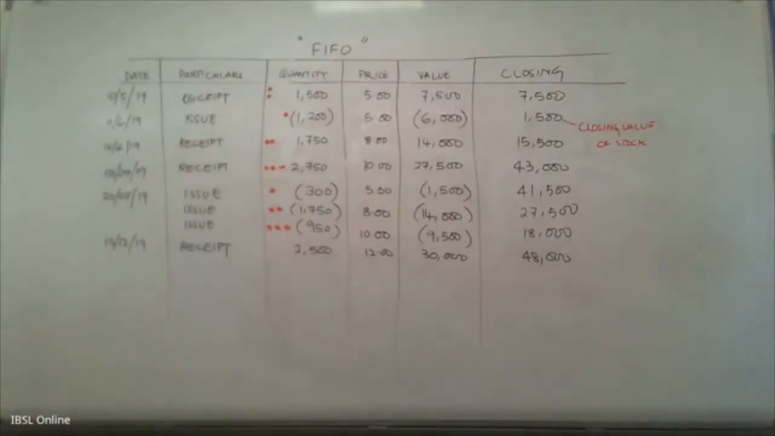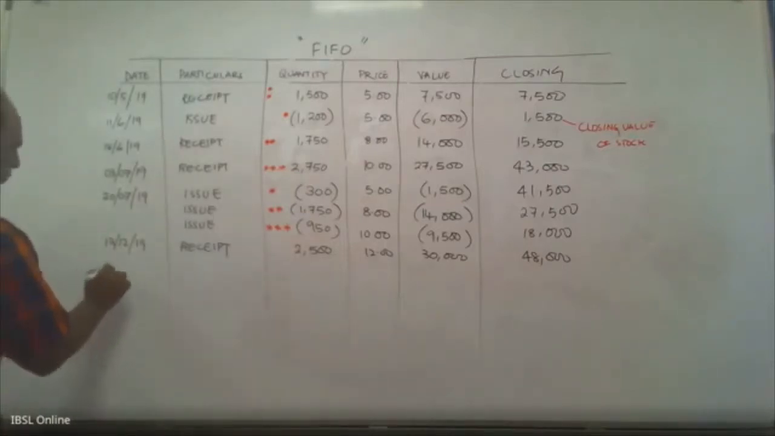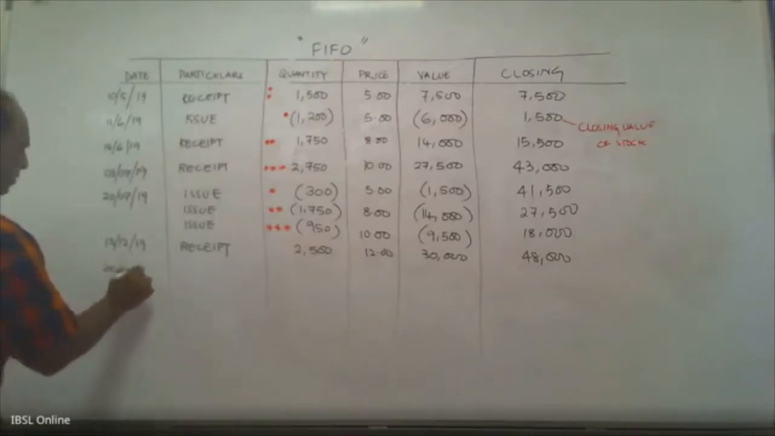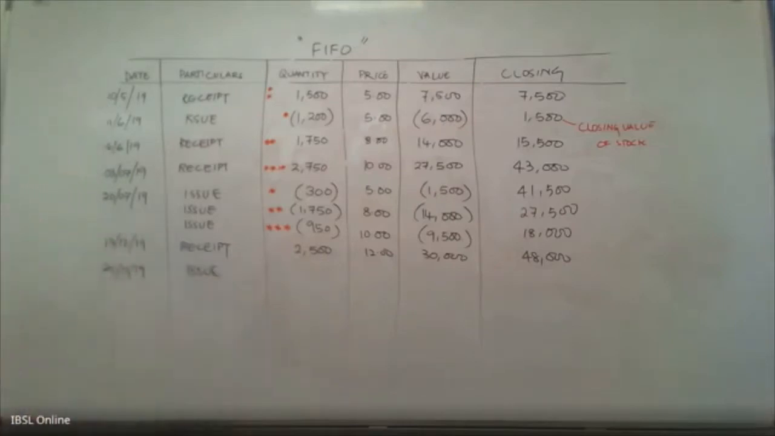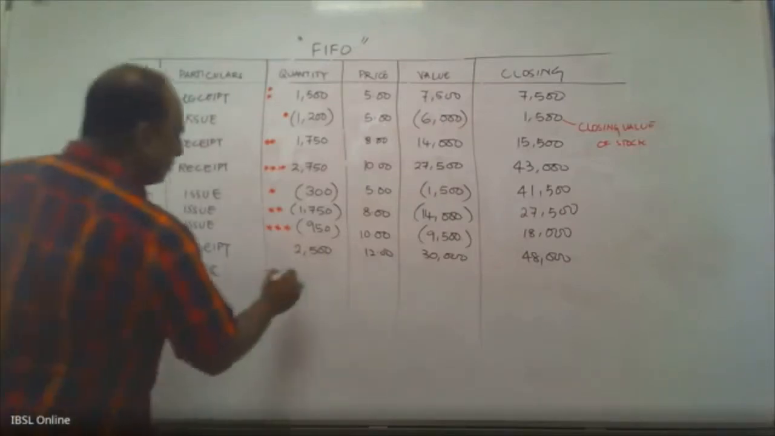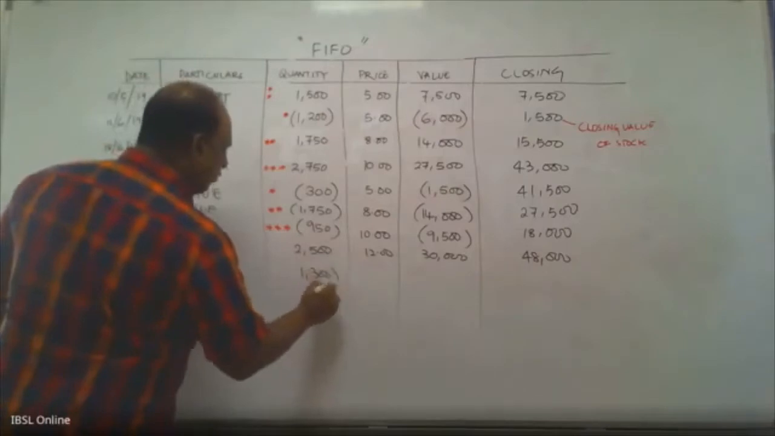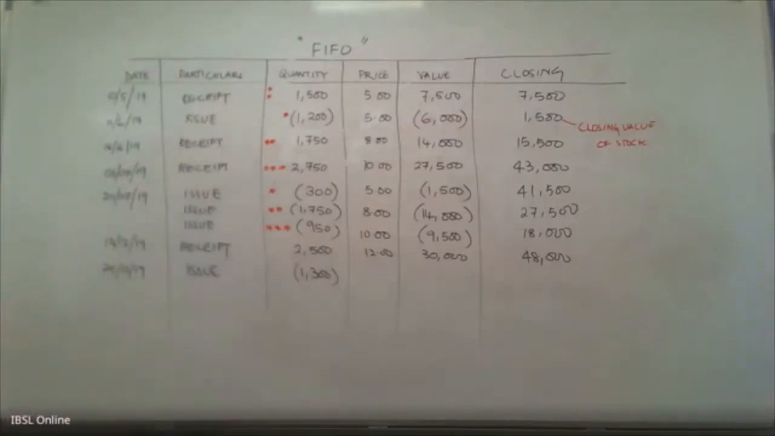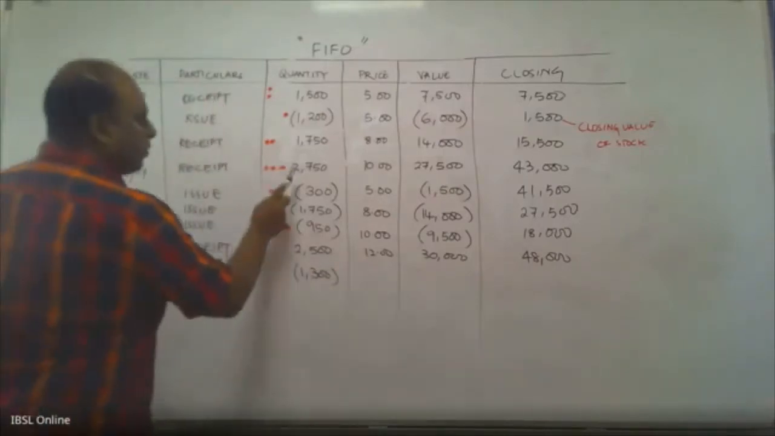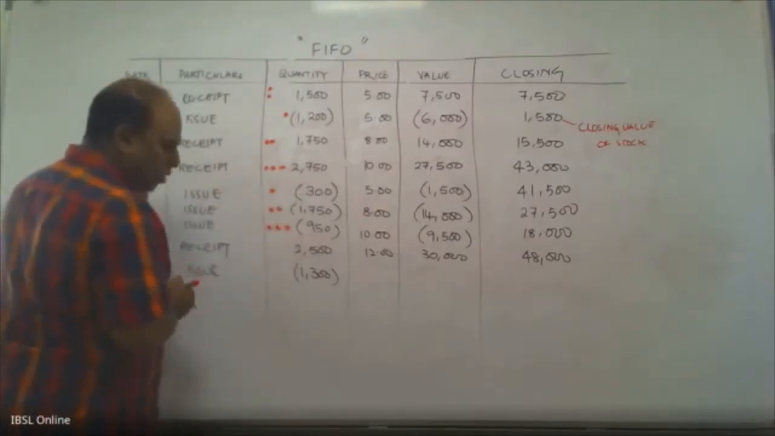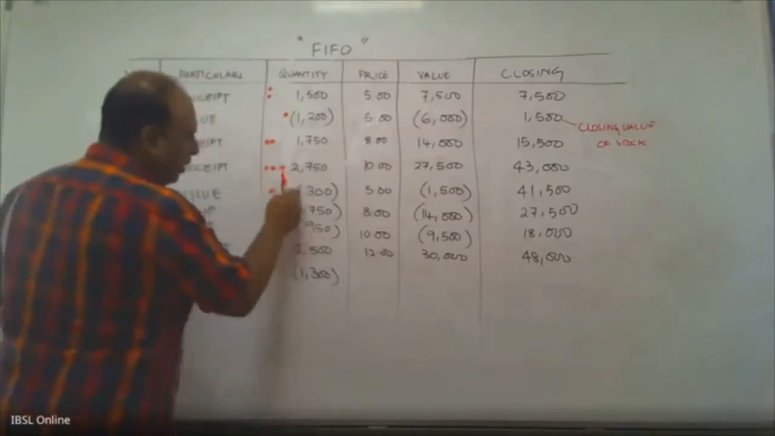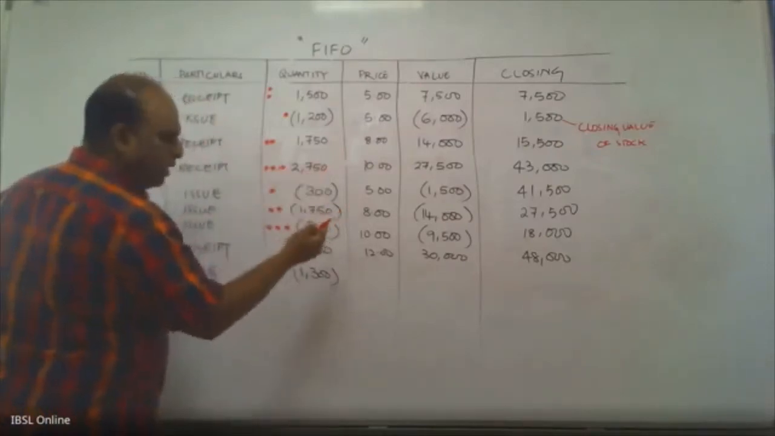Then the last transaction on 20th of December, 1,300 units. On 20th of December, you have issued 1,300. So from where will I issue that 1,300? From the balance of 1,800, because 2,750 already 950 went out, 1,800 balance.